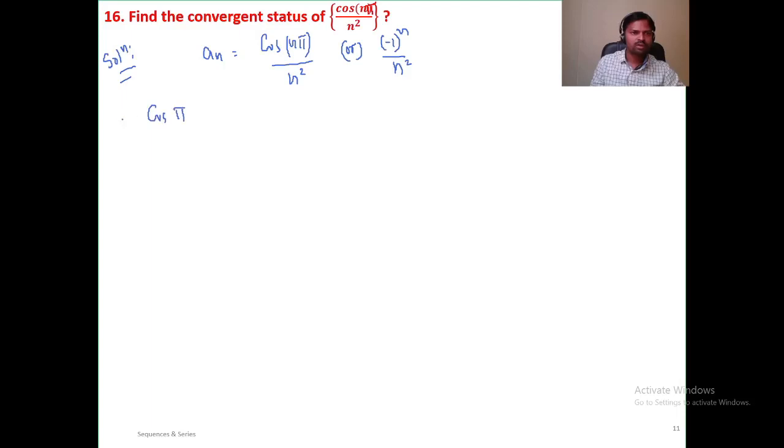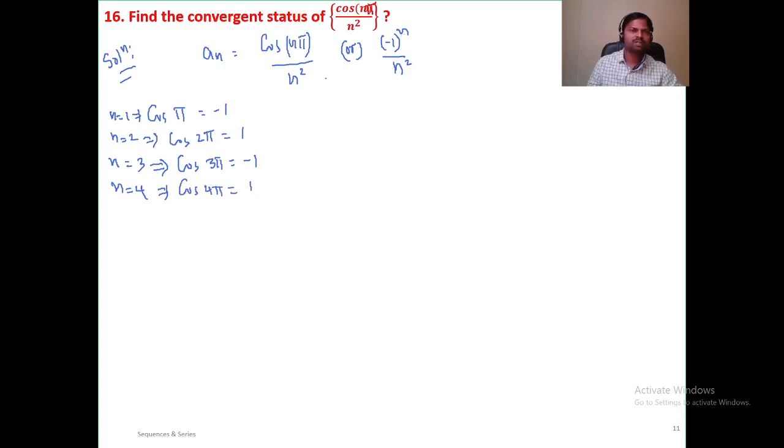If n is 1, cos n pi becomes cos pi, which is minus 1. If n is 2, it is cos 2 pi, which is plus 1. If n is 3, cos 3 pi will be minus 1. If n is 4, cos 4 pi is 1. Look at it, it is minus 1, plus 1, minus 1, plus 1. The same thing happens here.